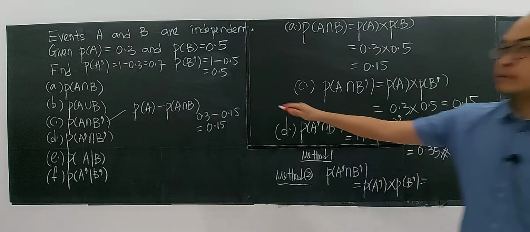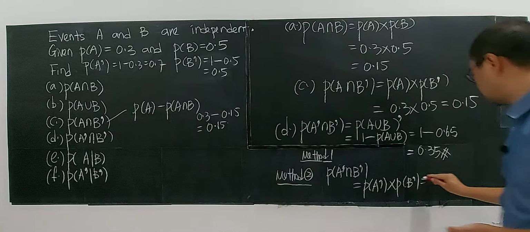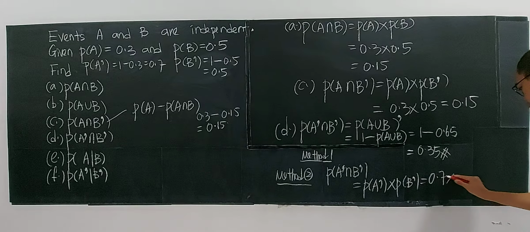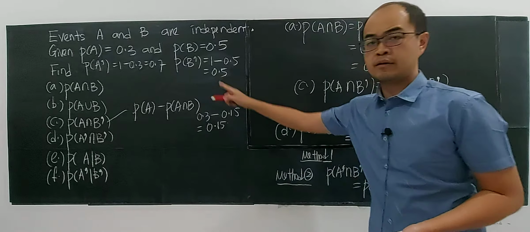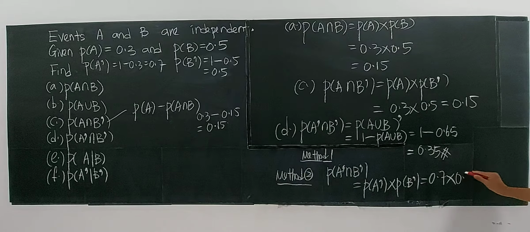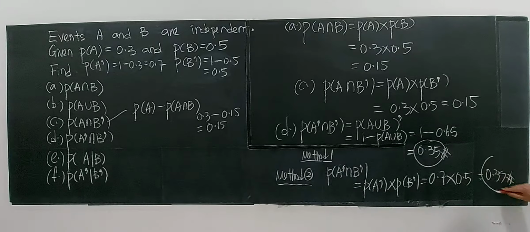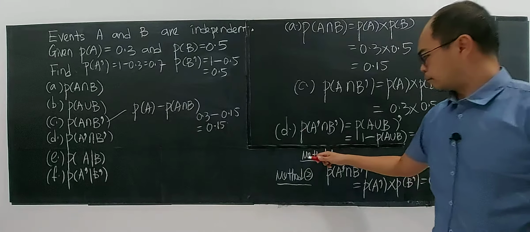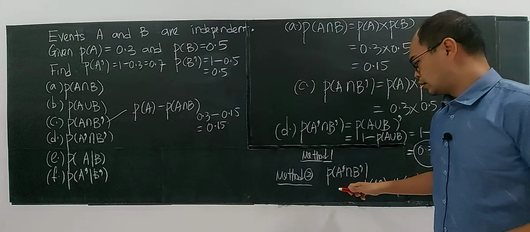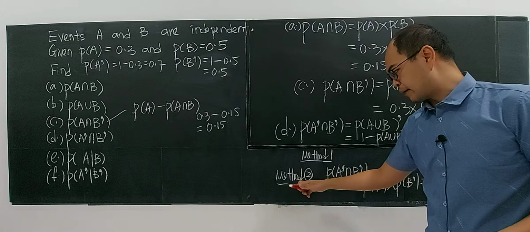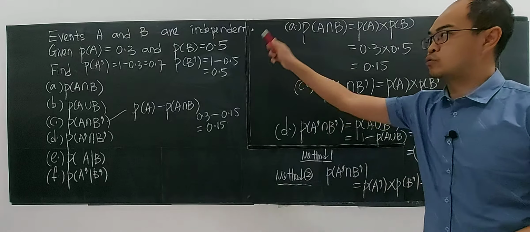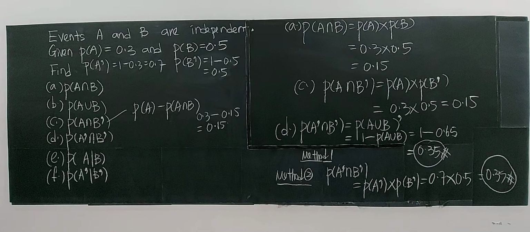A prime, right? 0.7. So you can take 0.7 multiplied by 0.5, right? 0.5. After you multiply 0.7 times 0.5, you get 0.35, right? The result will still be the same, even though you apply method 1 or method 2. But you must know that method 2 is only applicable when the two events are independent.